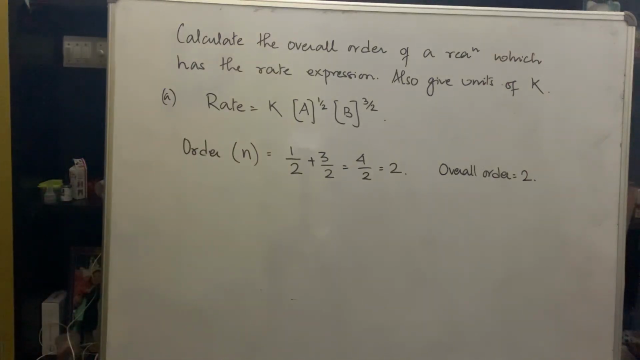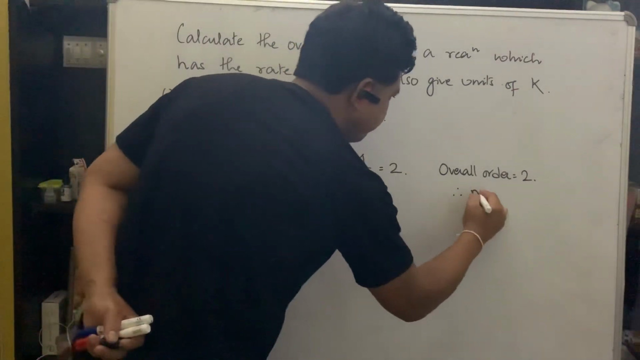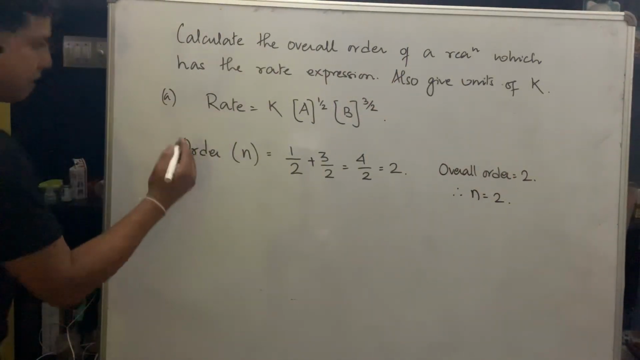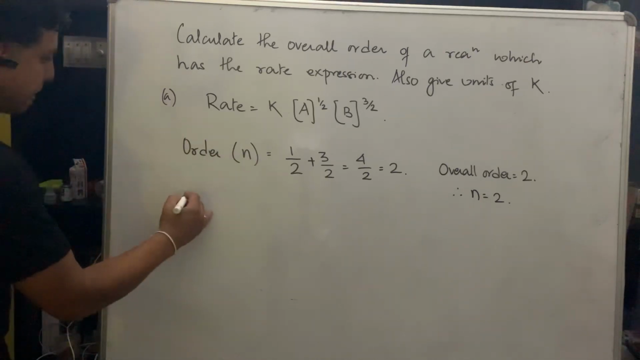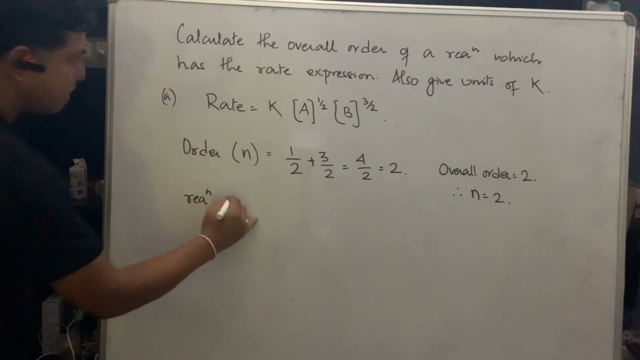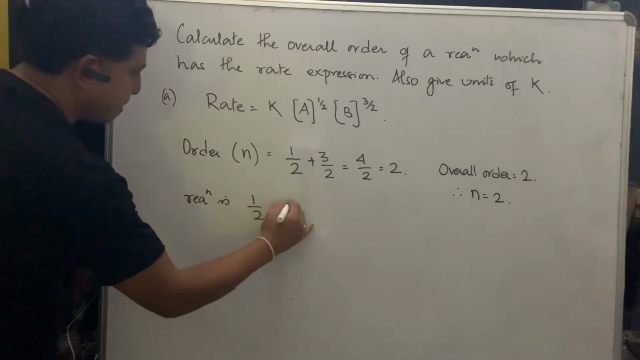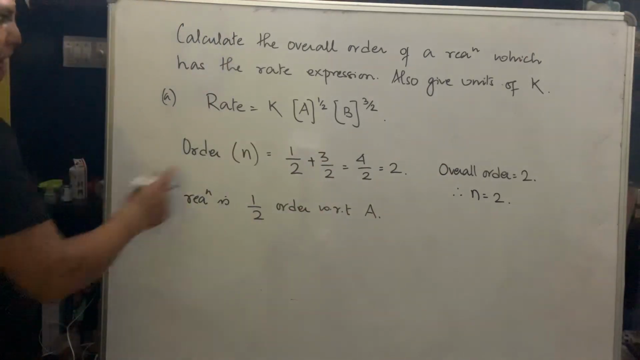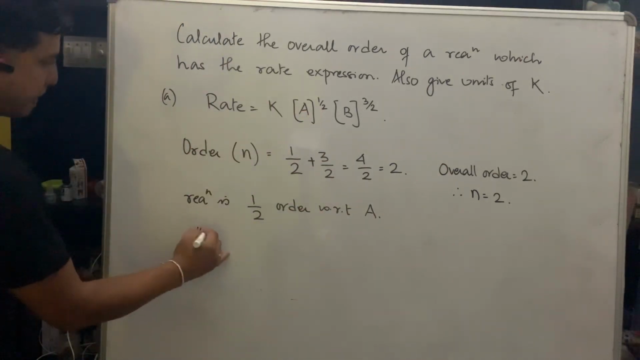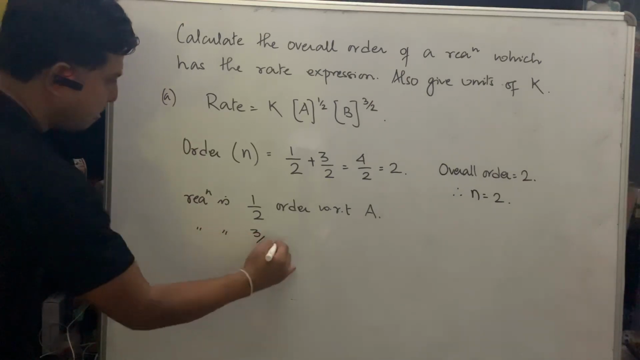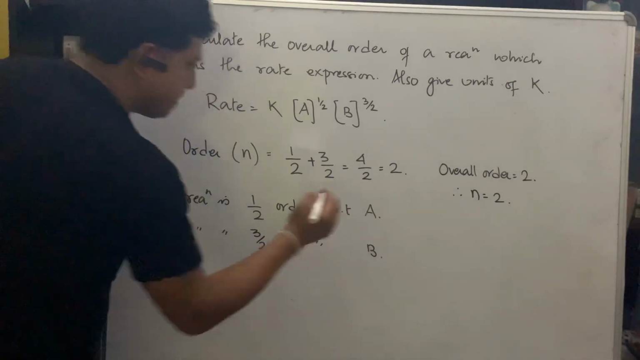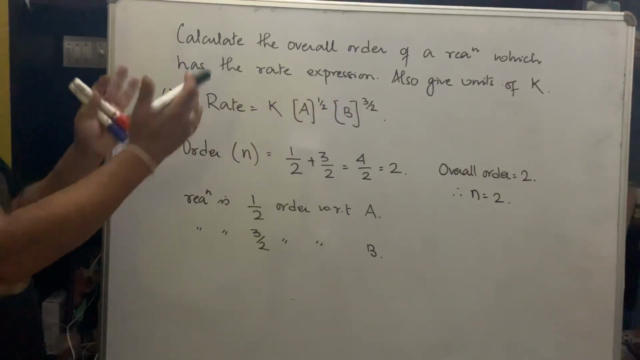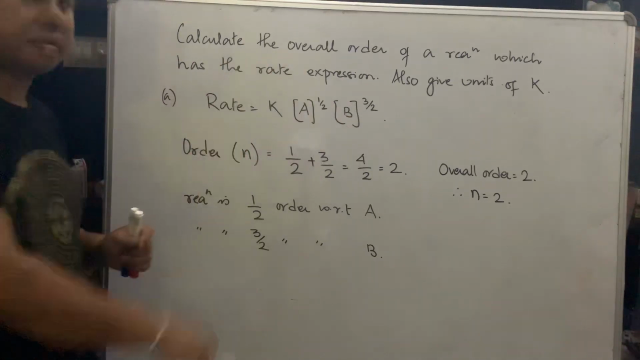That means it is a second order reaction. Overall order means the value of n will be equal to 2. Now, just as additional information, we can say that the reaction is half order with respect to A, and 3 by 2 order with respect to B. But the overall order is the sum of the coefficients, n equals 2.